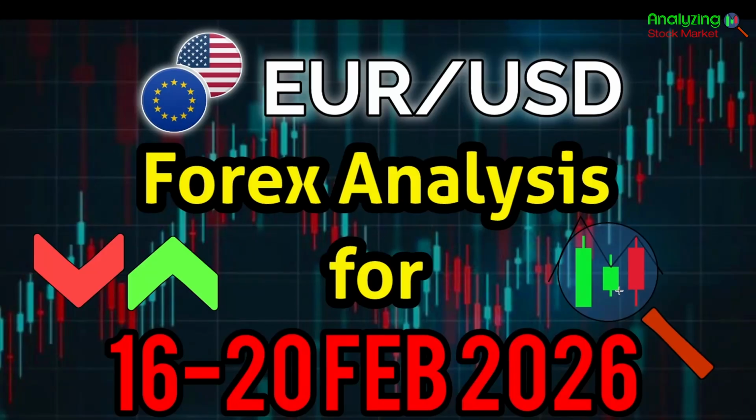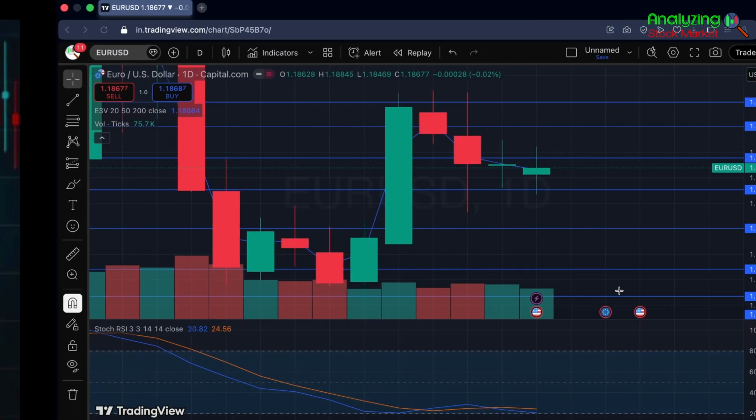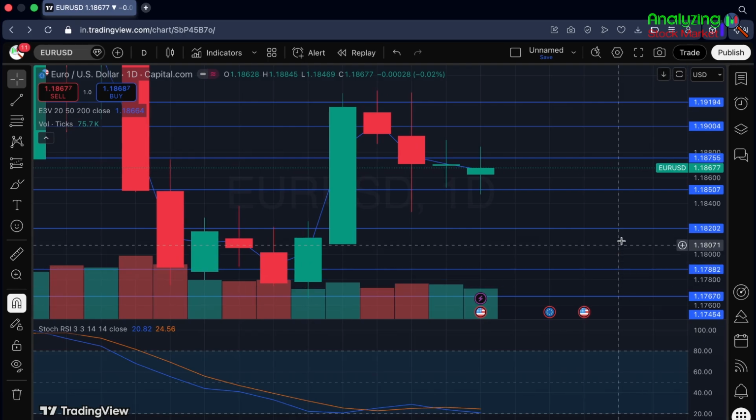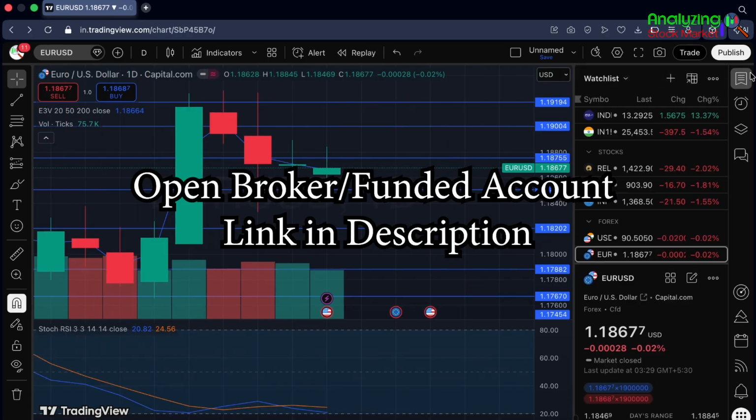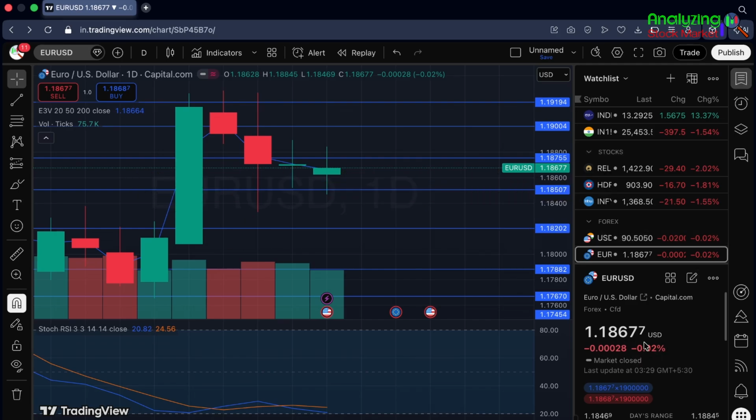So today we'll be talking about the Euro USD pair and we'll do the Forex analysis for 16th to 20th Feb 2026. So let's go straight to our chart. First, let's see what happened in Euro USD on Friday. As you can see, on Friday there was a 0.02% negative move. 1.18677 was the closing on Friday.